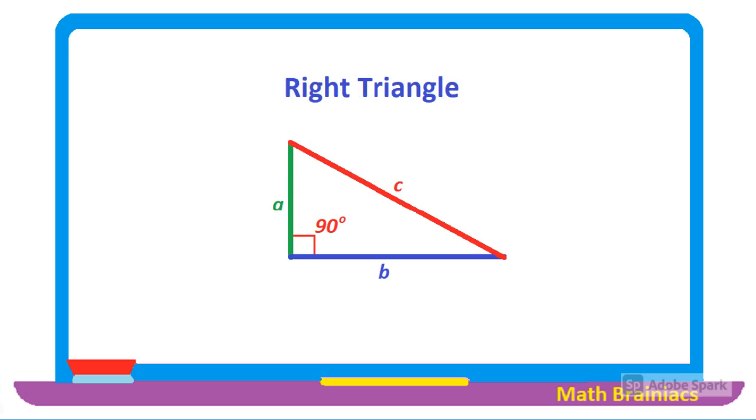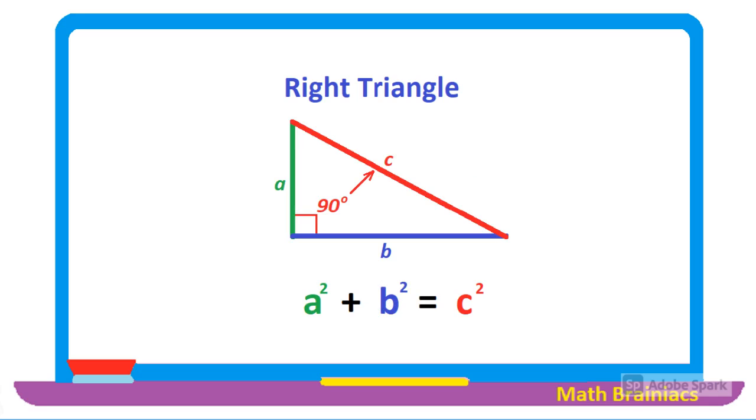I want you to remember that a right triangle has an angle which is equal to 90 degrees. One angle of a right triangle is equal to 90 degrees. And opposite the 90 degrees angle is the side length called the hypotenuse. That is the longest side of the right triangle, while the two shorter sides of the right triangle are called legs. Accordingly, the Pythagorean formula for the right triangle is the sum of the squares of the two legs is equal to the square of the hypotenuse.